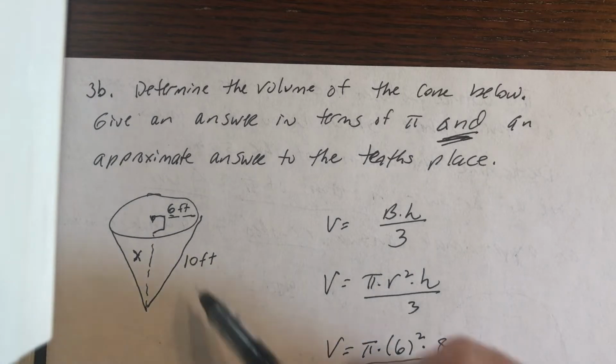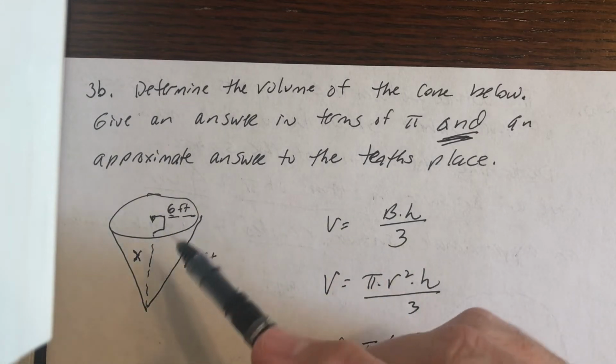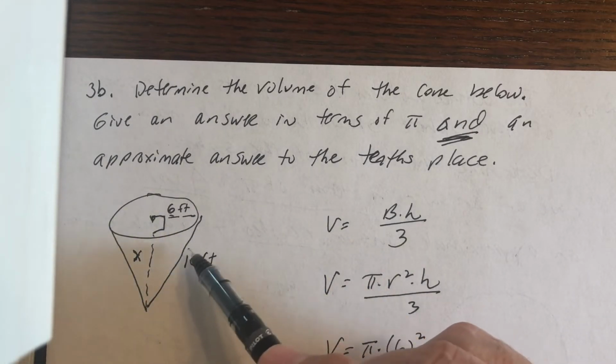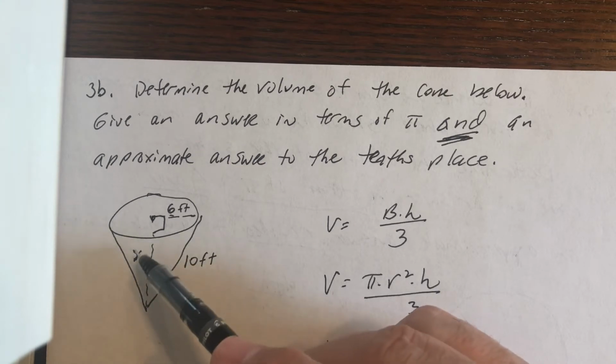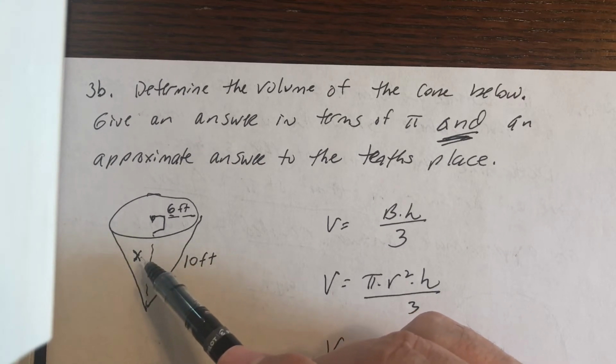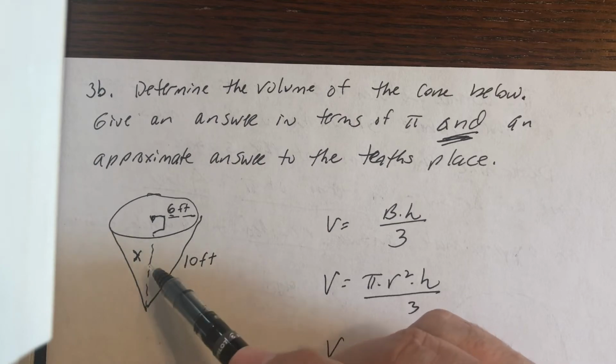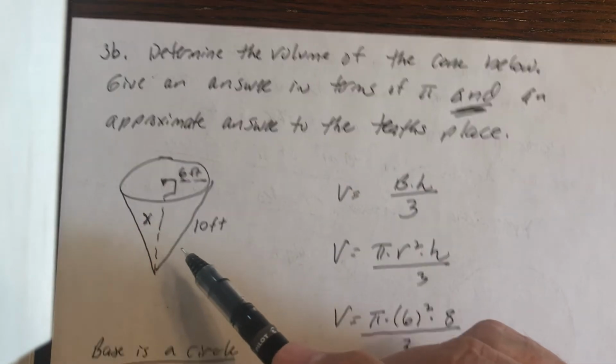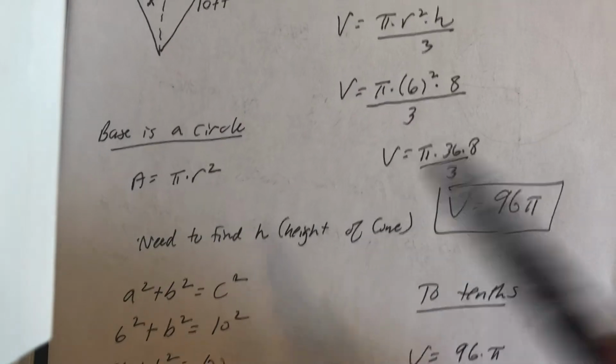Now, I don't know my height here, right? It's not given. The 10 is the hypotenuse. So I've got to use Pythagorean theorem to find x here. I'm calling it x. You call it whatever you want. We got to use Pythagorean theorem here. All right, so I'm showing that to you down here, okay?